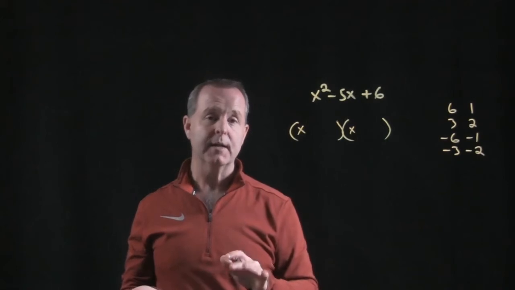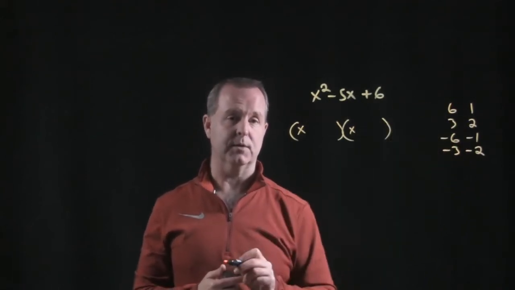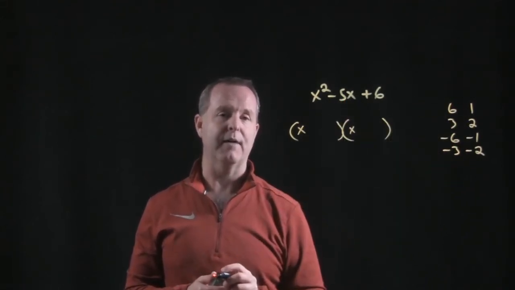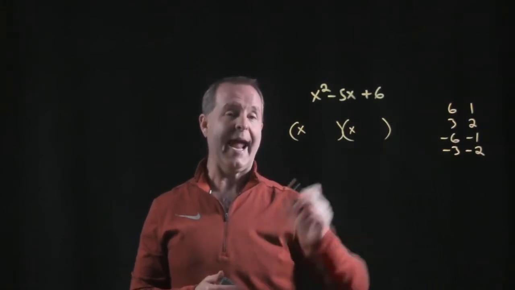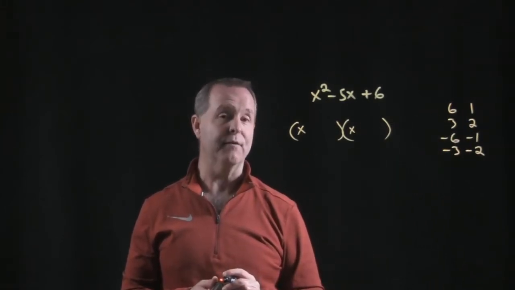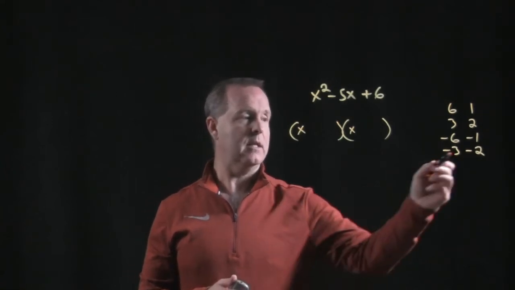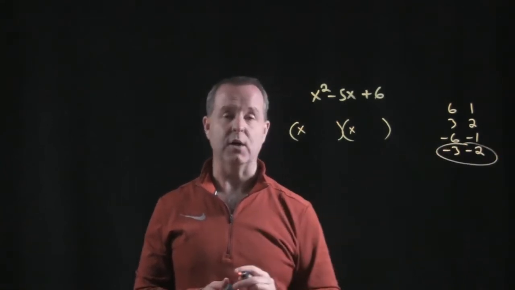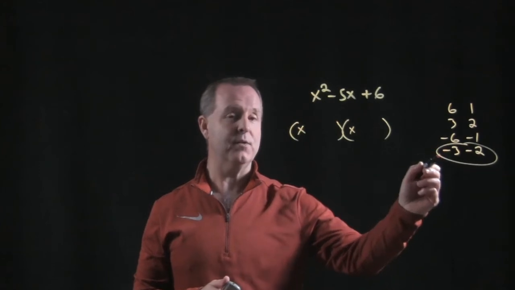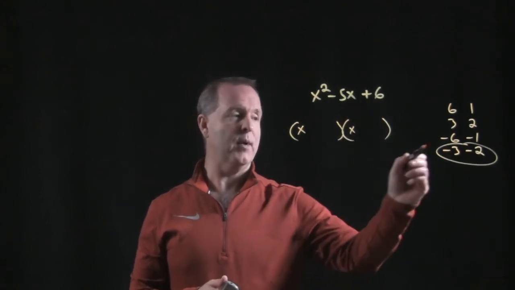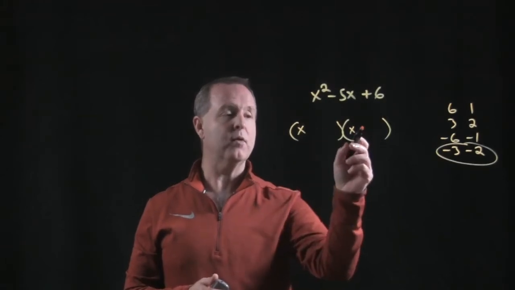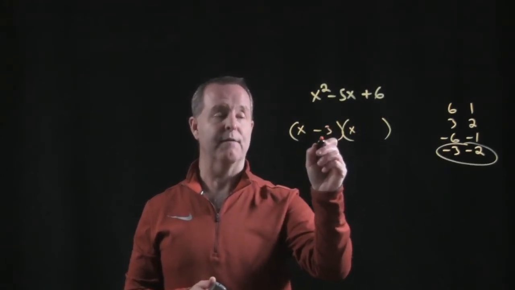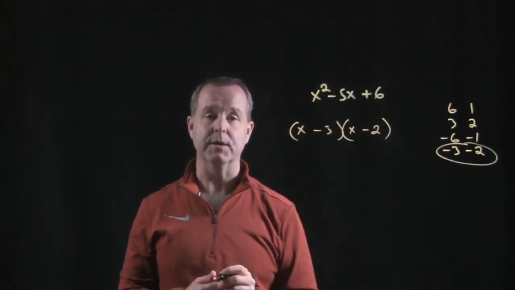However, we learned that the addition of those middle terms has to produce a negative 5x. So which of these collections here, when I add together, produce a negative 5? It looks like these right here. That's the only way that I can multiply two numbers to get a 6, but when I add them, get a negative 5. So the rest of my binomials then would include a negative 3 and a negative 2.